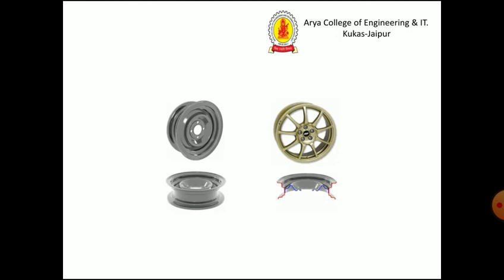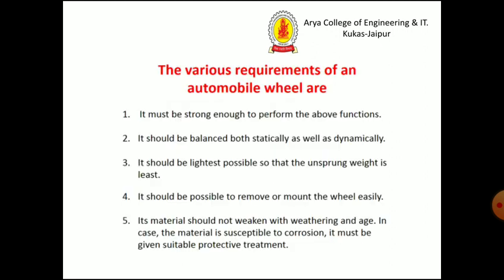Wheels. These are the general types of wheels. There are various requirements for an automobile wheel, which are that it must be strong enough to perform the above functions. It should be balanced both statically as well as dynamically.